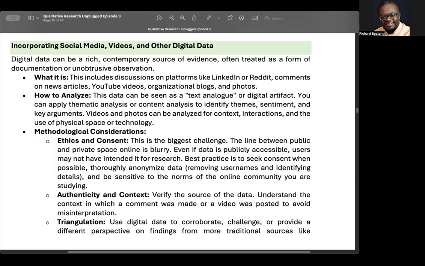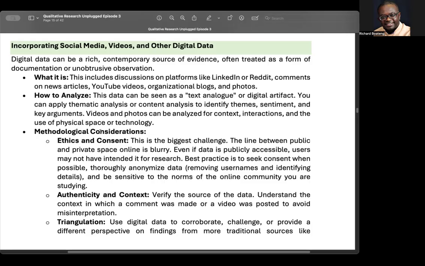The guide suggests, and ethical best practice generally dictates, first, try to seek consent if it's feasible, especially if you're focusing on specific individuals. If that's not possible, you must thoroughly anonymize the data, remove usernames, profile pictures, any potentially identifying details from quotes. Be extremely sensitive to the norms and expectations of the specific online community you're studying.